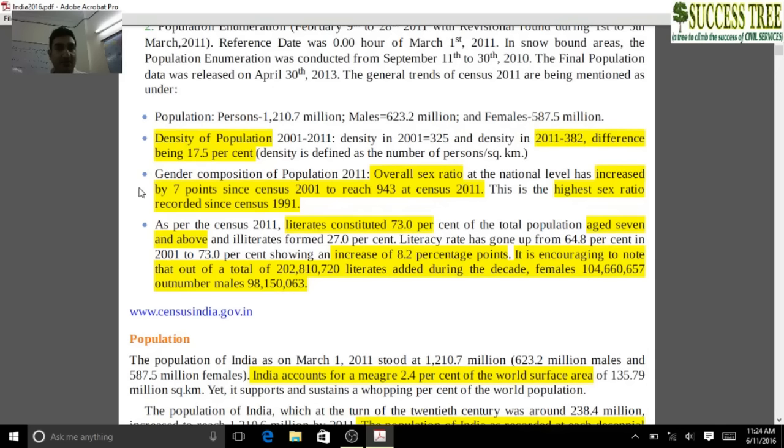Can you see that? Fourth point, the bullet marks, yes.